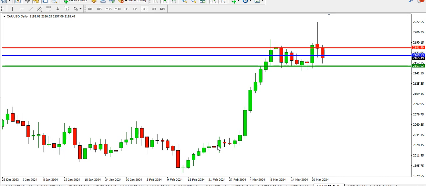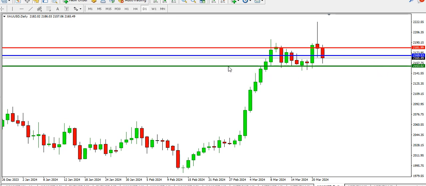Today we'll be looking at how we can trade gold on the lower time frames. But before we go to the lower time frames, let's look at what has happened on the higher time frame. We're starting with the daily time frame, and I have the resistance as this red line, the pivot line as the blue line, and the support as the green line.